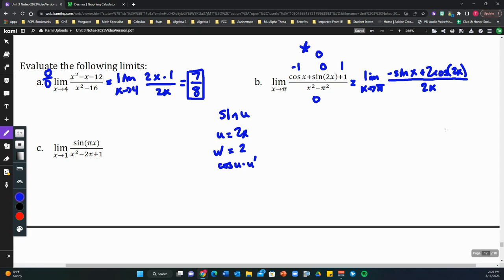Now we can try our direct substitution. So when I plug pi in, again, negative sine of pi, well, sine of pi is 0. And then cosine of 2 pi is 1. So I got 2 plus 1 there, or 2. And then on bottom, that would just be 2 pi. So my final answer here would be 2 over 2 pi, or simply 1 over pi.